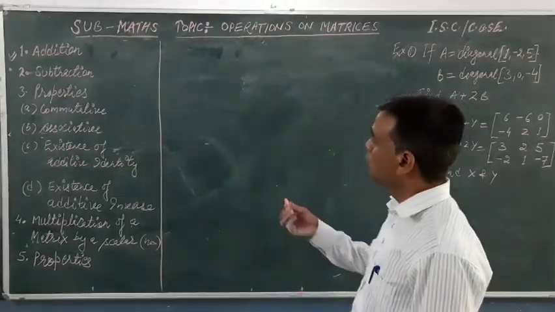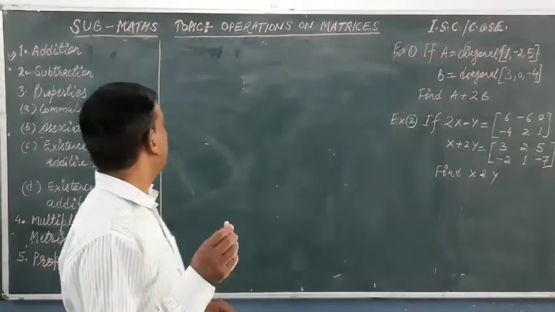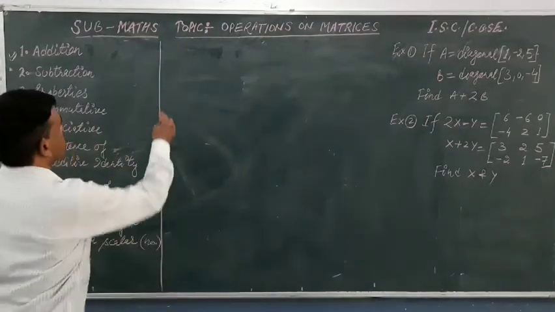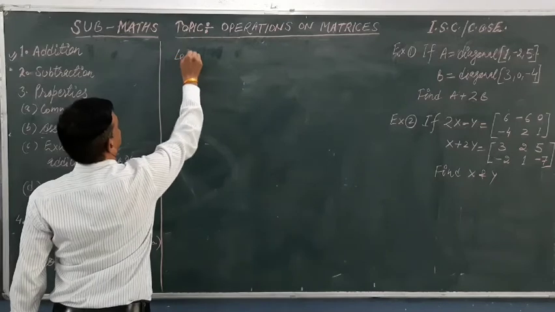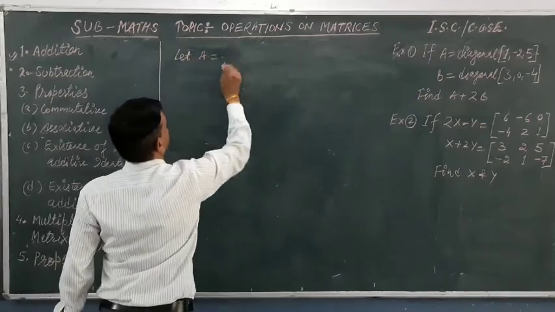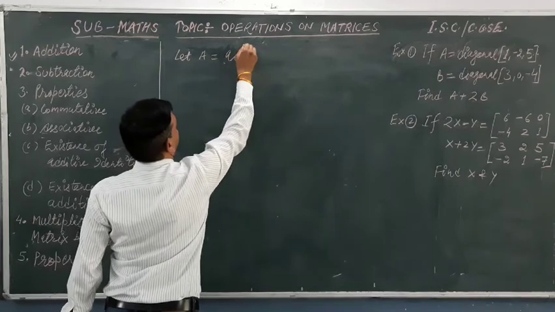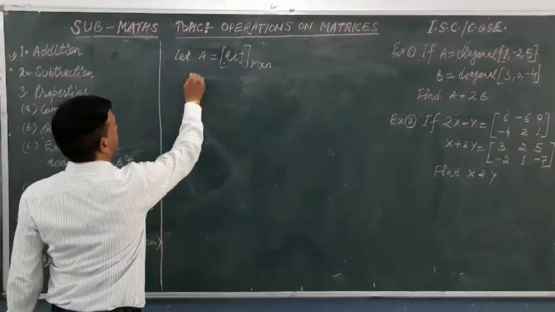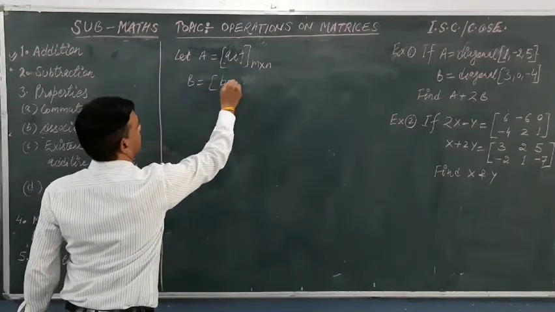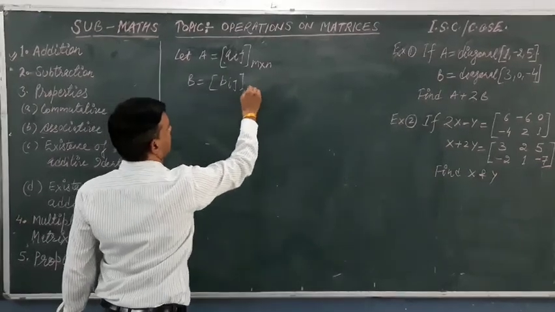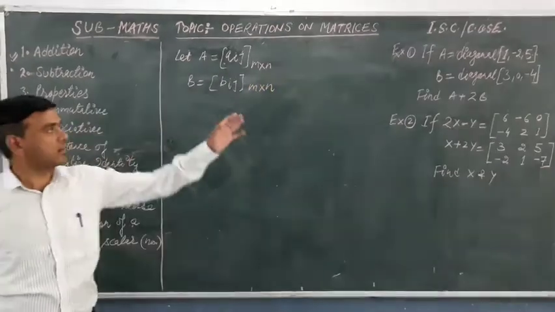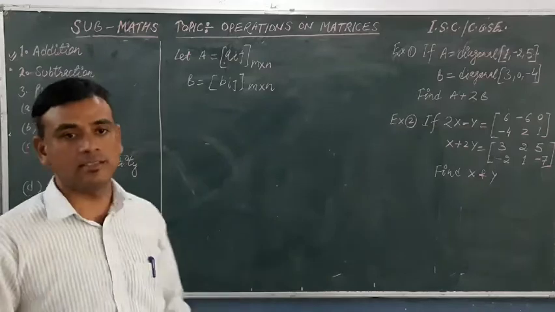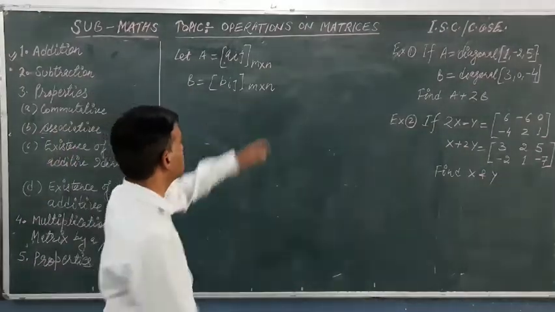So students, two matrices can be added when their order is the same. Suppose I take an example. Let A be any matrix, Aij, of order m into n, and similarly any other matrix B, Bij, of order m into n. In such a condition we can add these two matrices, and we can say that addition of these two matrices is compatible because their order is the same.